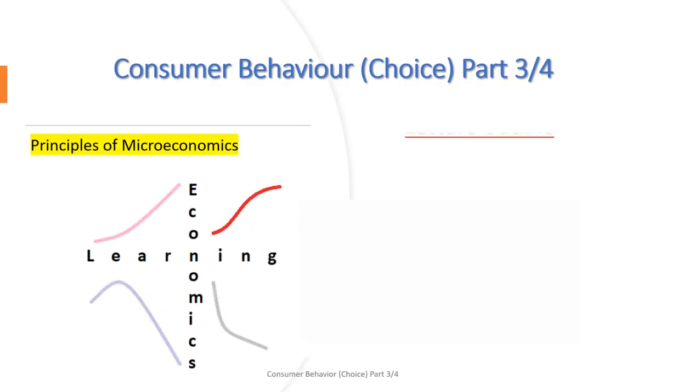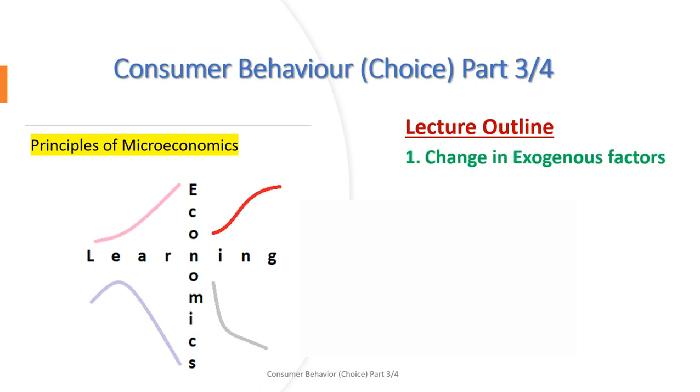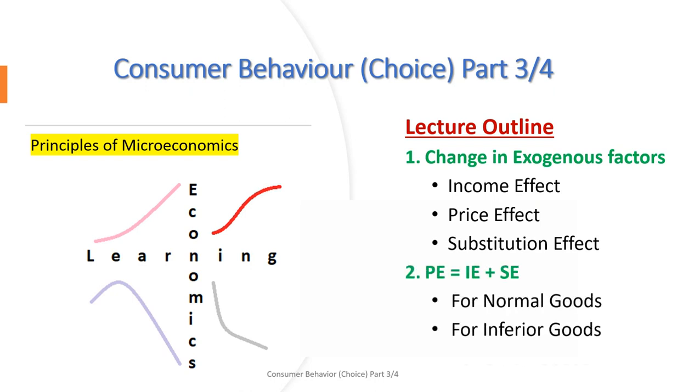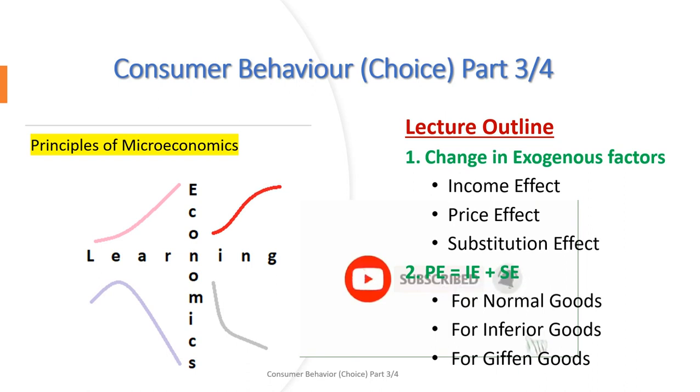In this lecture, we shall study how a change in exogenous factors, that is, a change in income and prices, affects consumer choice. Then we shall study how we can break down price effect into income effect and substitution effect for normal, inferior and Giffen goods. So let's start with the lecture.